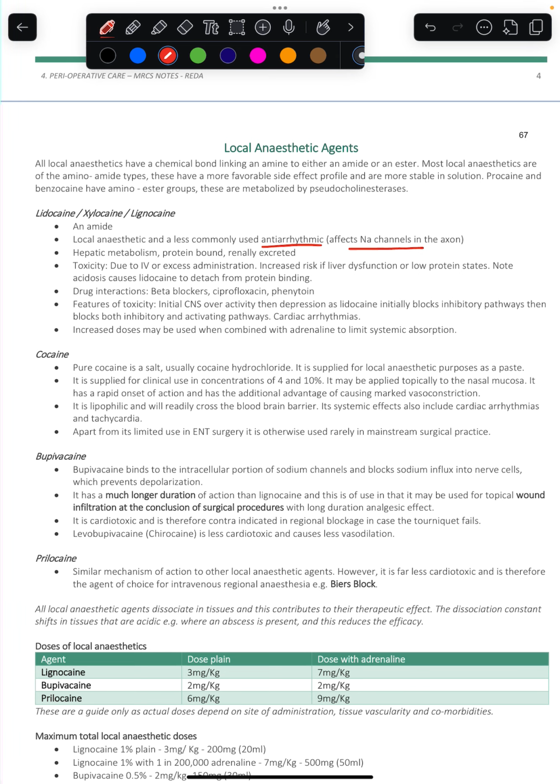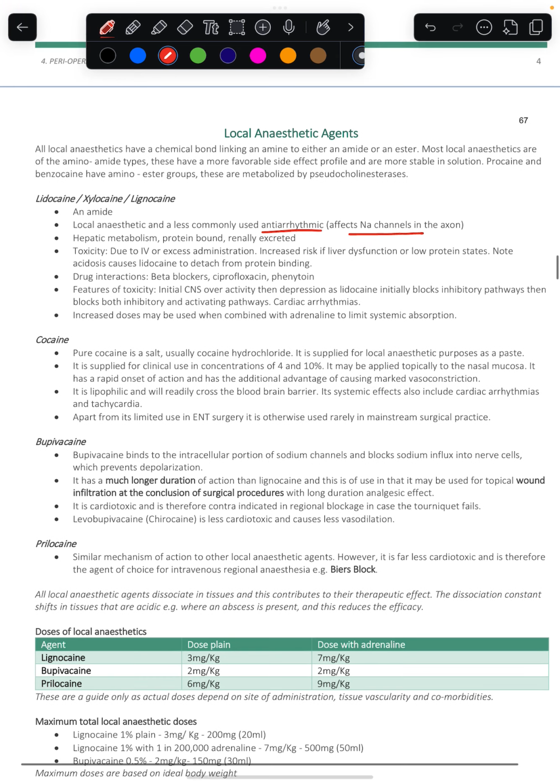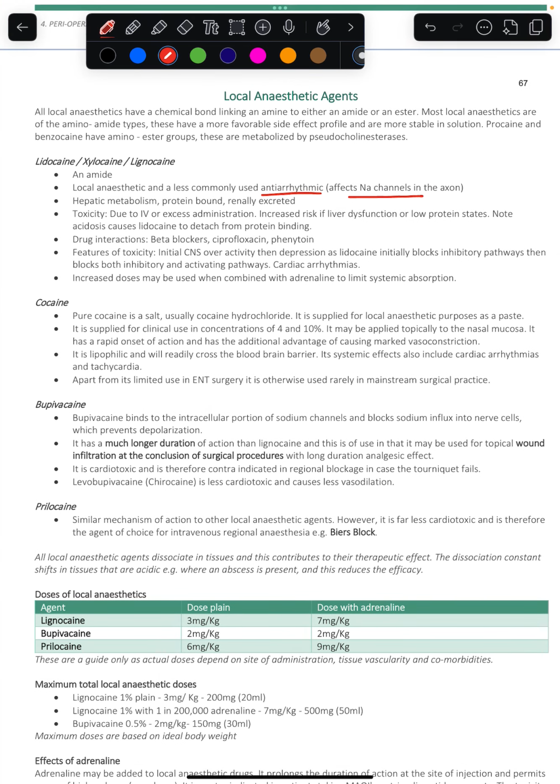Effects by blocking the sodium channels. Hepatic metabolism, protein bound, toxicity, IV. Drug interactions: beta blockers, ciprofloxacin, phenytoin. Toxicity is initially CNS over depression, as lignocaine blocks the inhibitory pathways and then the activating pathways.